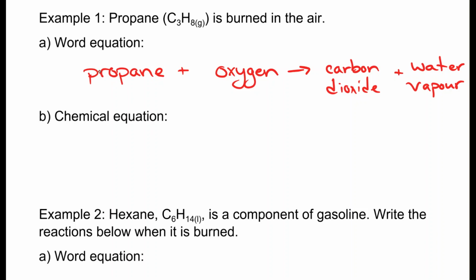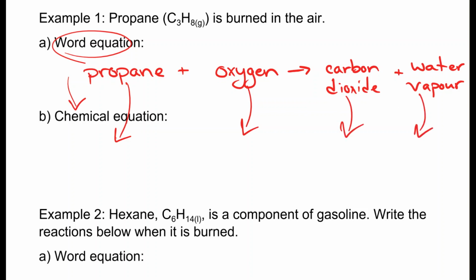Okay, let's turn this word equation into a chemical equation. The way we do this is we take these words and turn them into chemical formulas. We're going to take every single one of these and turn them into a chemical formula. So propane, what the heck is propane? Well, it's this thing. We just said it.